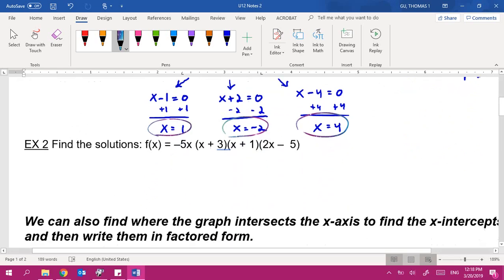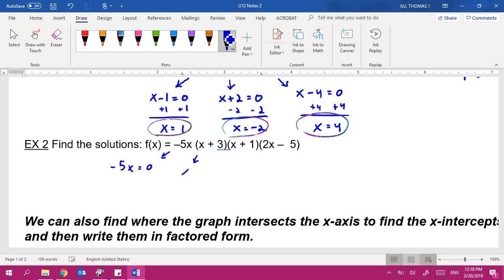All right, now one thing to pay attention to. Example number 2. How many solutions are there going to be? 4, that's right. Now, some people will say 3 because they forget about the one on the outside. Negative 5x, that's still going to give you a solution. So what are my 4 equations going to be? Negative 5x equals 0, right? Then? And lastly?